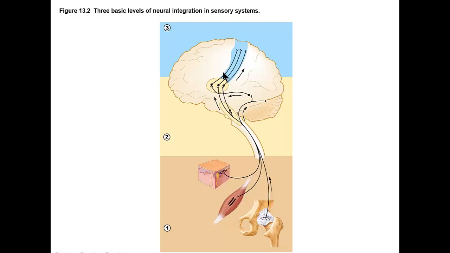And then up here we have the perceptual level. Number 3, the blue box, is the perceptual level. That's where we, in the cortex, can say, this is soft, this is painful, this is hot, this is cold, this is a heavy pressure, light pressure, tickle. All that sensation occurs here in the somatosensory cortex. So this is the perceptual level.